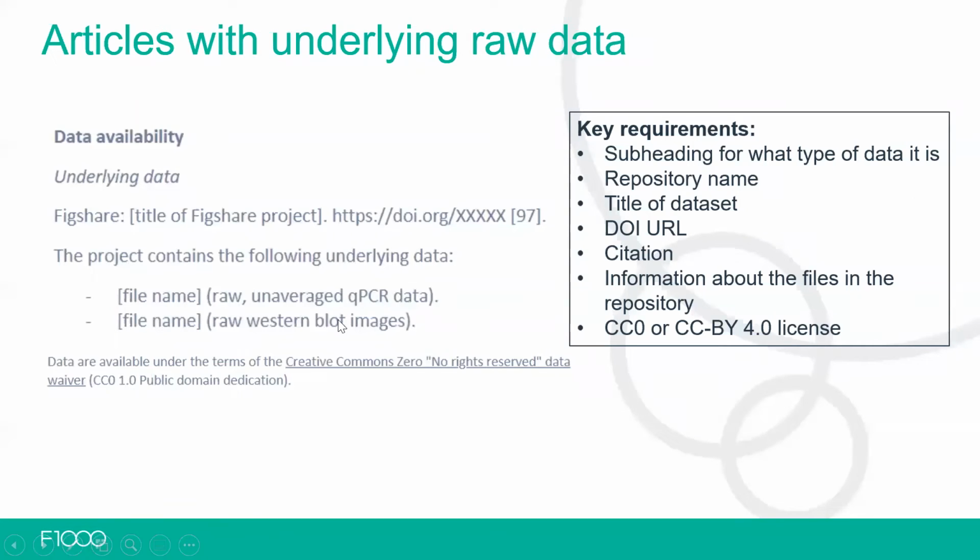If it is raw and average PCR data or raw Western blot images. So all of the information is here. And the license information is also here. So it's Creative Commons 0, no rights reserved data waiver. What are the key requirements? Subheading for what type of data it is, the repository name, title of your data set, the URL, the citation, and information about the files in the repository, and then the licenses. So this is for underlying data.